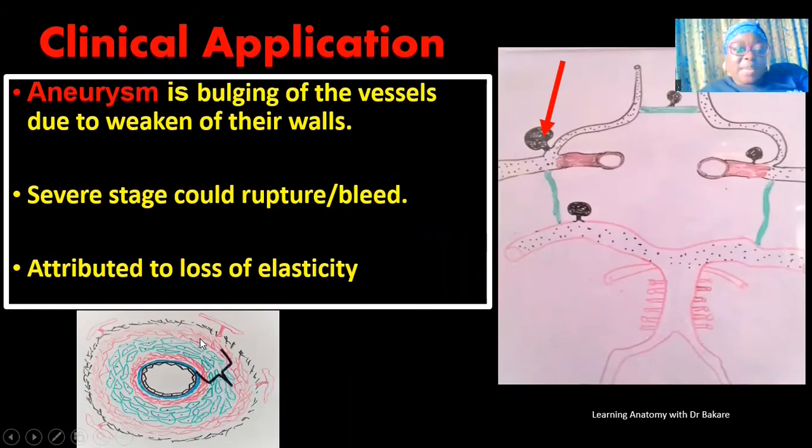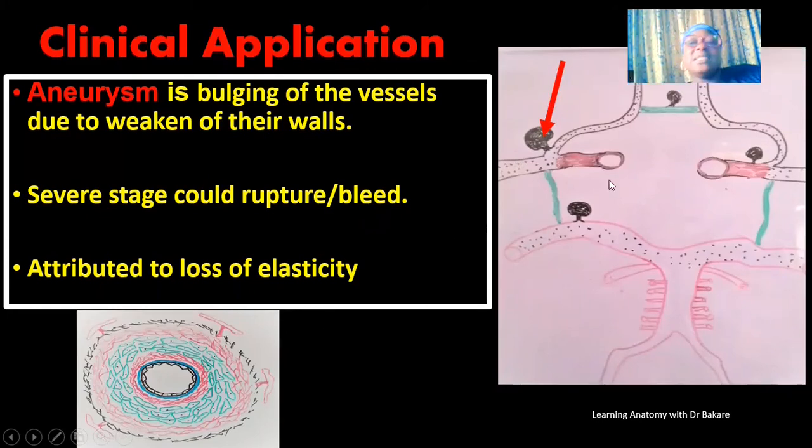This is the tunica media that we previously described in our previous slide, that it is made up of smooth muscle bounded on the inside and also on the outside by elastic lamina. So when there is loss of elasticity within the tunica media, there's going to be the bulging or the expansion of the arterial wall. This is the circle of Willis, and this is where we have the bulge created. And we have said that if this ruptures, it could be very dangerous because it will lead to bleeding.